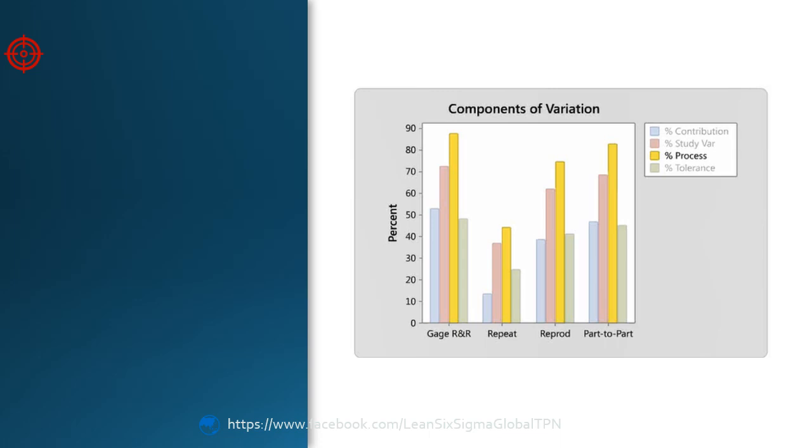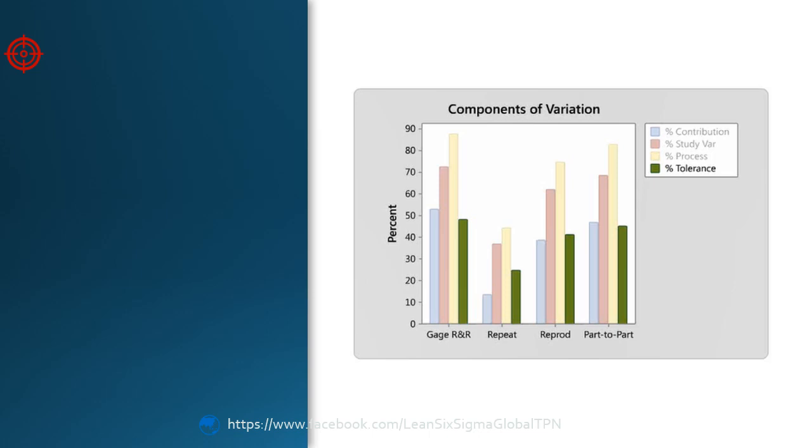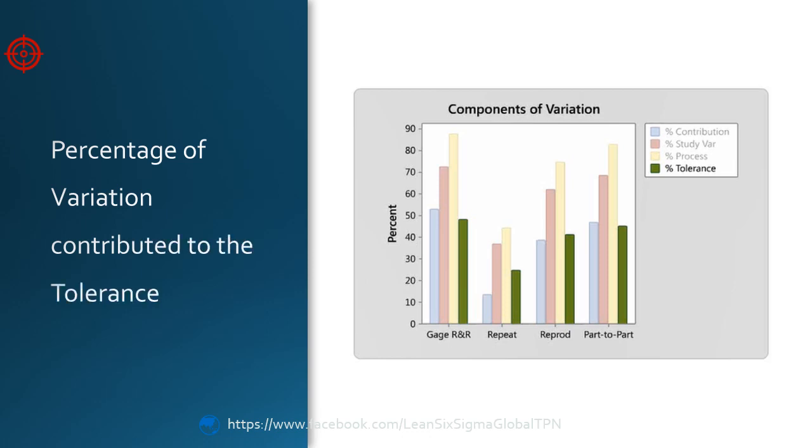If we include a historically known standard deviation in the analysis, we also see this yellow bar. It shows us the percentage of variation of each source compared to the process variation. If we include a tolerance in the analysis, we also see this green bar. This represents the percentage of variation of each source compared to the tolerance. This is useful if we want to evaluate parts relative to specifications.